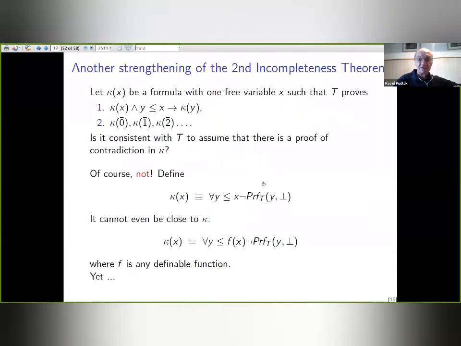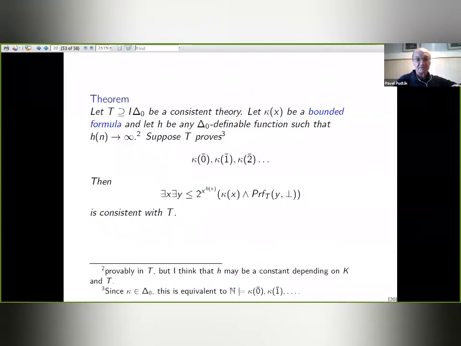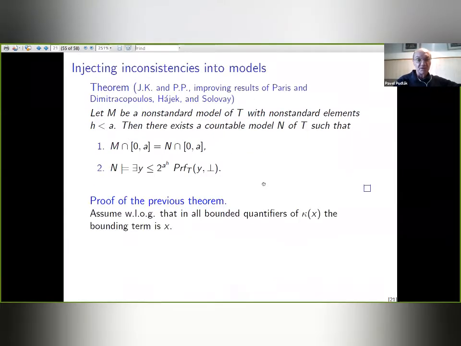So let's look at the previous theorem. We need to show that it's consistent with T that there is a proof. But how to prove the consistency? Well, just take a suitable model. And this theorem gives us a model. We just need to set kappa and H and A suitably. I will make a simplifying assumption that in kappa all the bounds in the bounded quantifiers are by X.